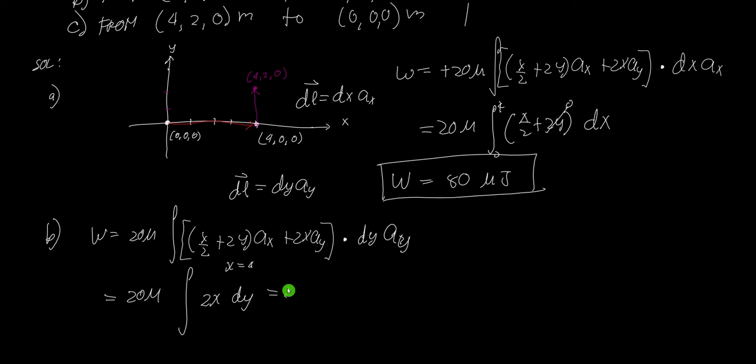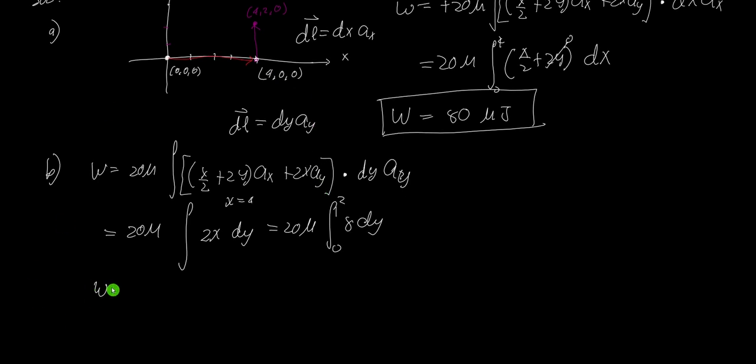So this one now will be 20 micro, the integral of 2 times 4, 8 dy. And our limit should be from 0 to 2. So we just need to look at the y values because we are integrating in terms of dy. So the work done will be just equal to 320 microjoules. Okay, so that's letter B.